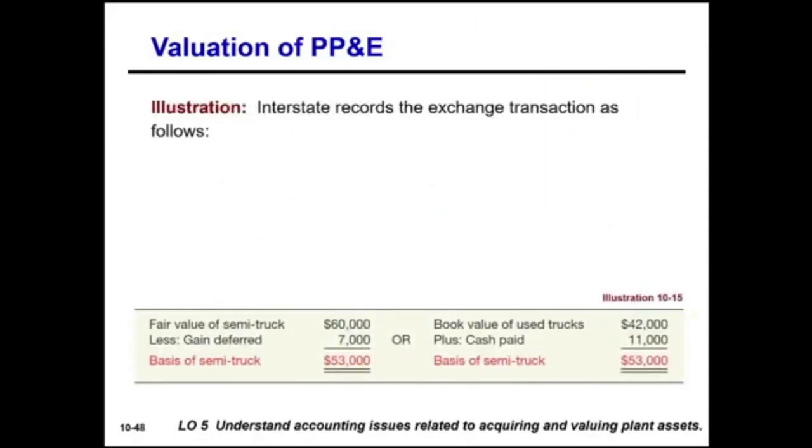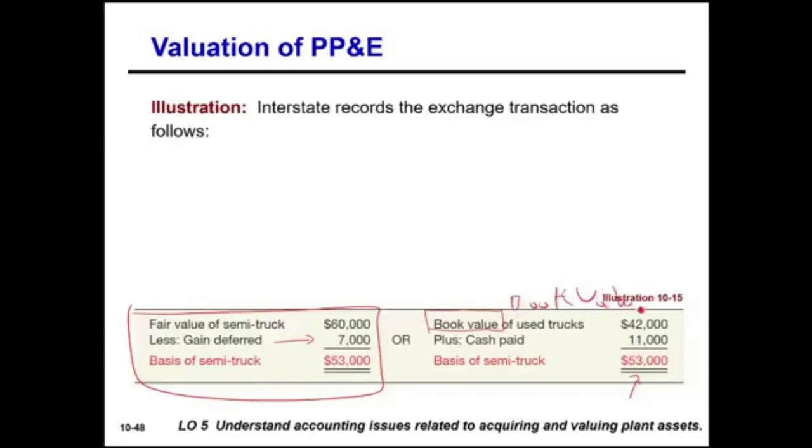Okay, so we can do it in two ways. We can say, well, the fair value of the truck, the semi-truck, is 60,000. This is what we calculated earlier, minus the gain. Or another way to calculate this, this is called the book value method. We look at the book value. In other words, we use the book value rather than the fair value plus the cash paid. Plus the cash paid gives us 53,000. So those are two methods. This is called the book value method.